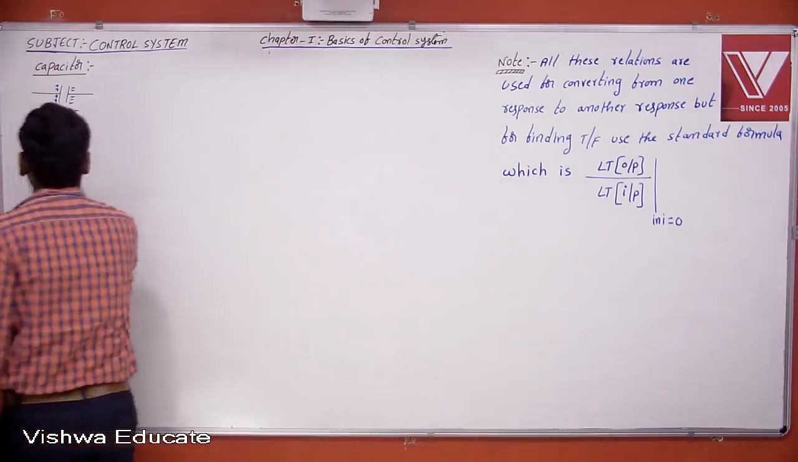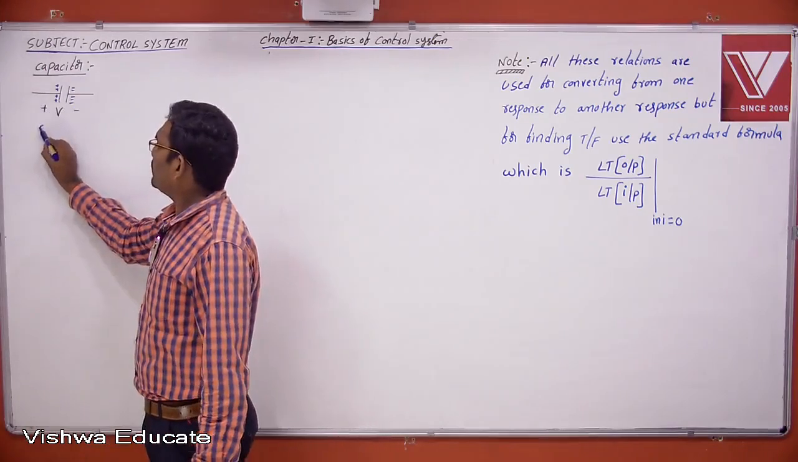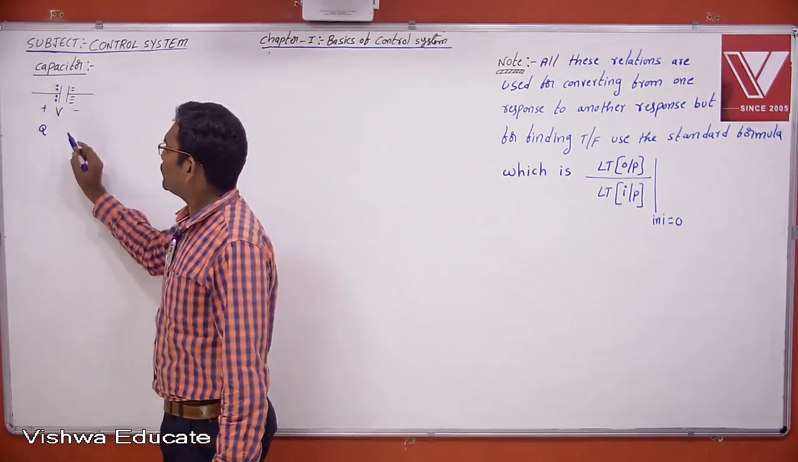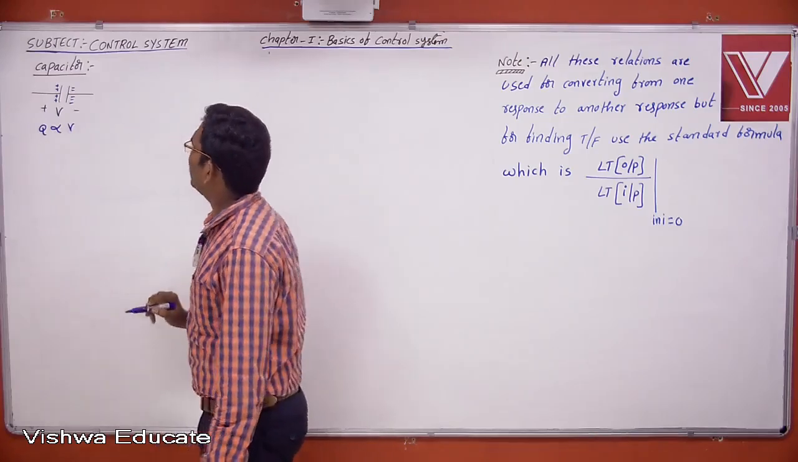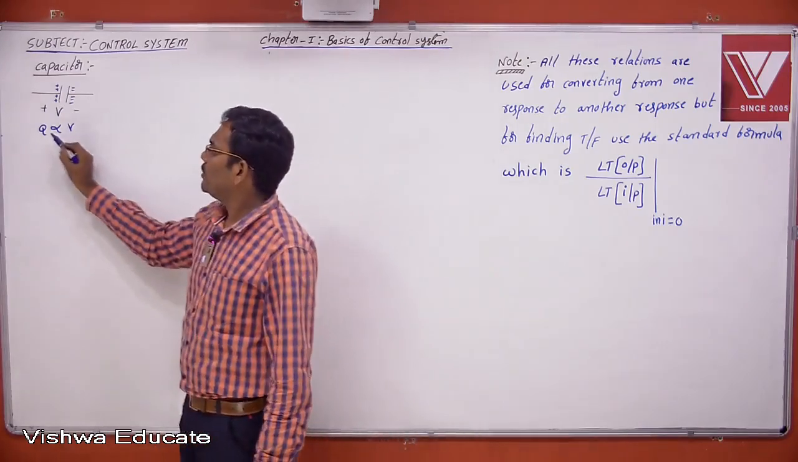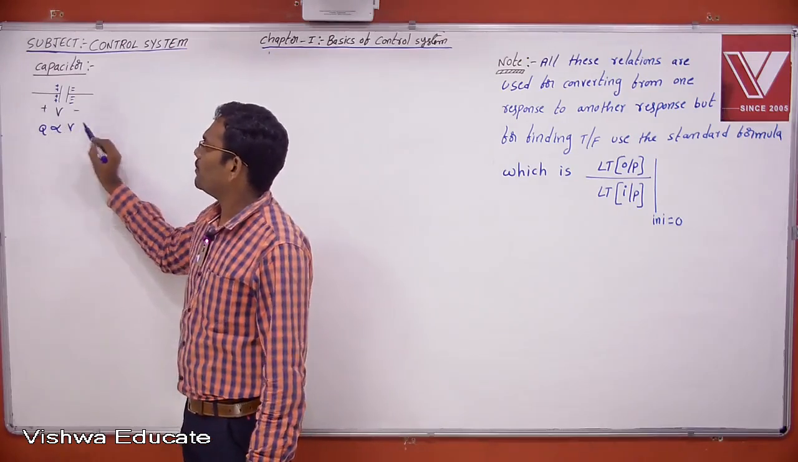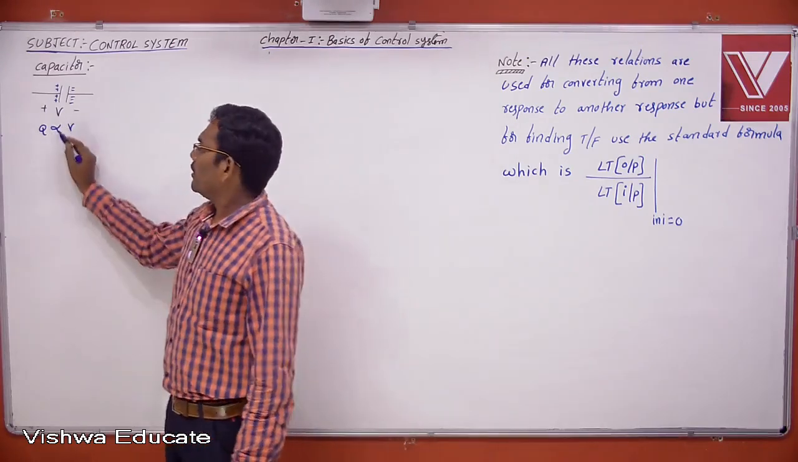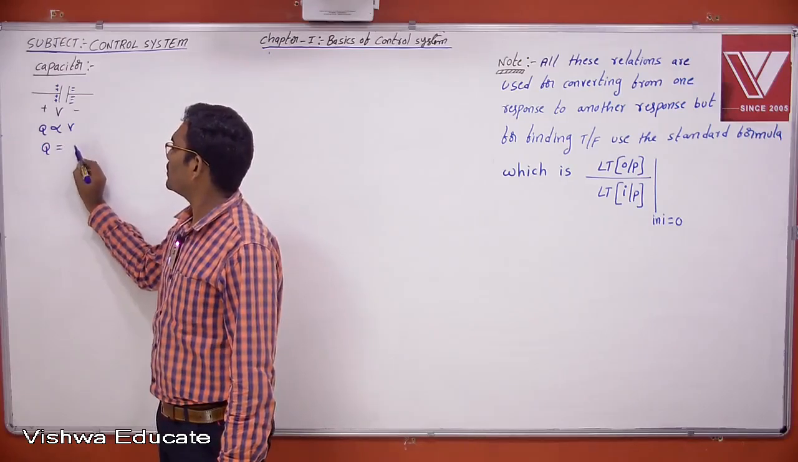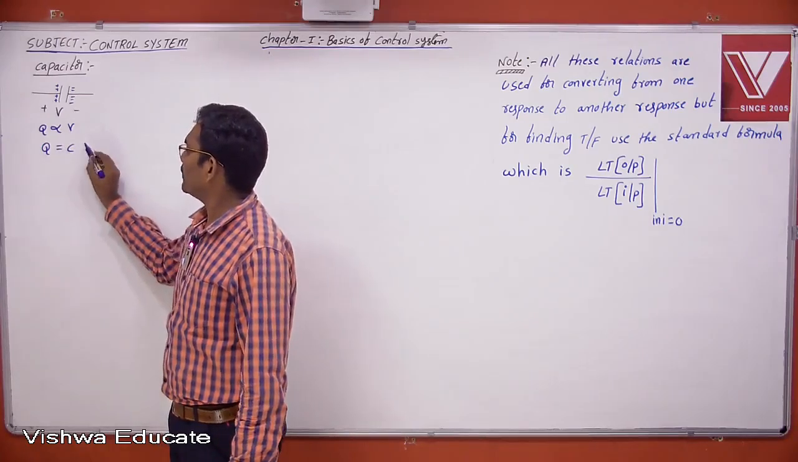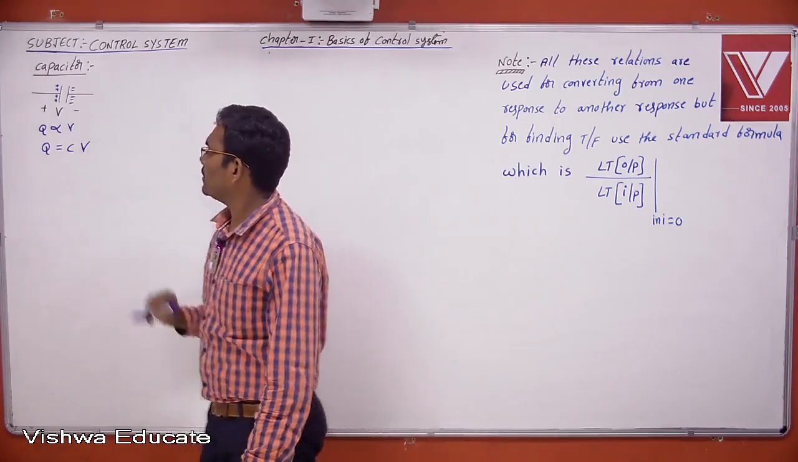Now what is the amount of charge? The amount of charge stored in this capacitor is directly proportional to the applied voltage. If I remove this proportionality, we put a constant. Now that proportionality constant, or linear constant, or slope, is nothing but C.